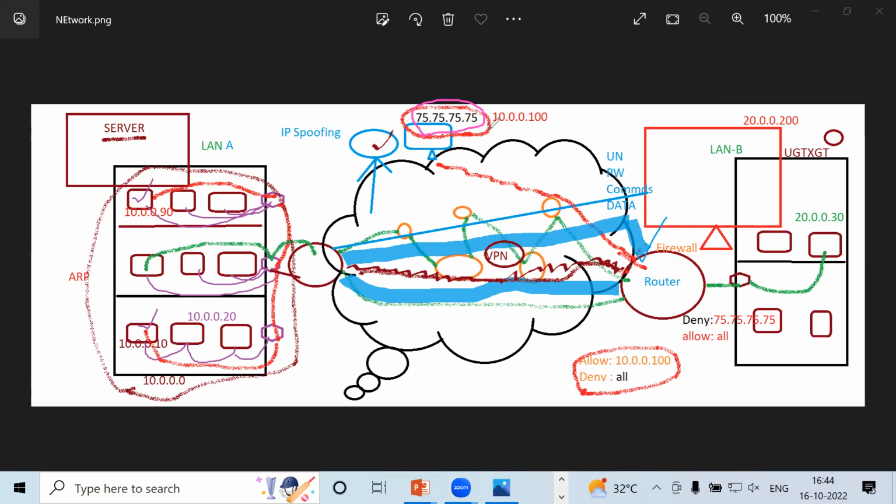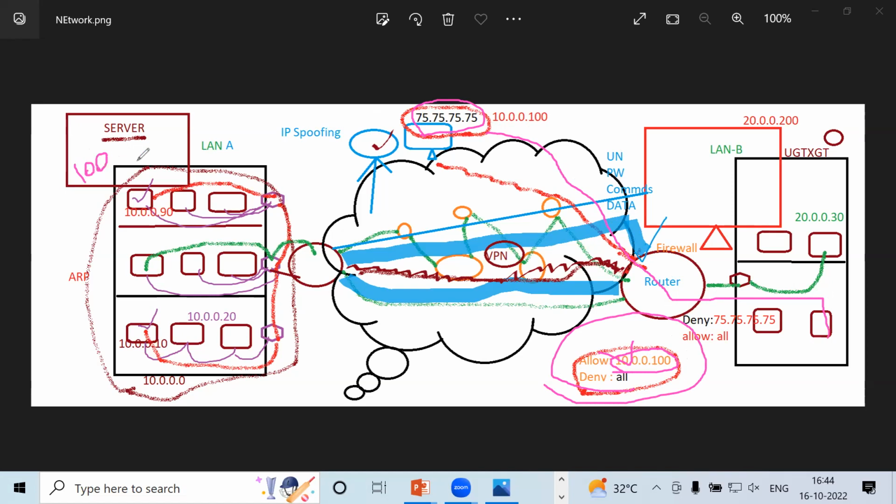75.75.75. Now, if the hacker is also coming to this router and to this computer, this firewall will verify. This firewall says what? 10.0.0.100 alone will be allowed. That means from this computer. I have not given the name, so this is 100.